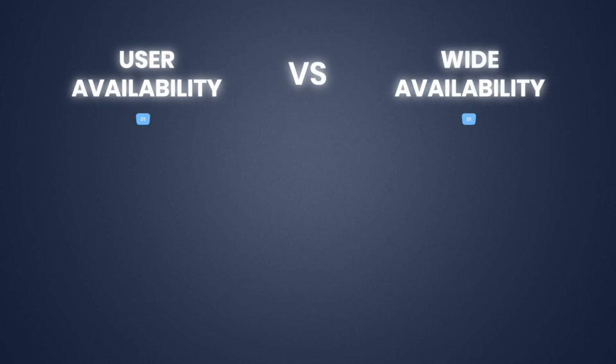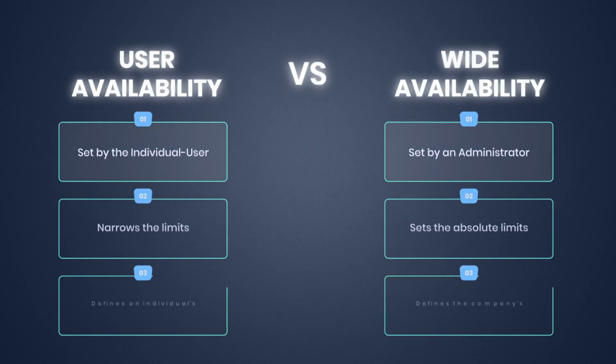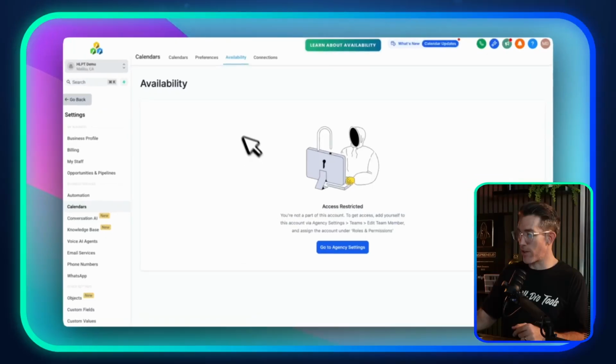But if you're a user inside of the account, this is where they can set their user availability. So we talked about wide availability on the calendar. The user availability is a process of narrowing it in. Especially for round robin or group calendars, you might allow anybody to book 24/7, but an individual user, based on their time zone or their preferences or their work schedule, will have less availability there. And so that's managing availability.